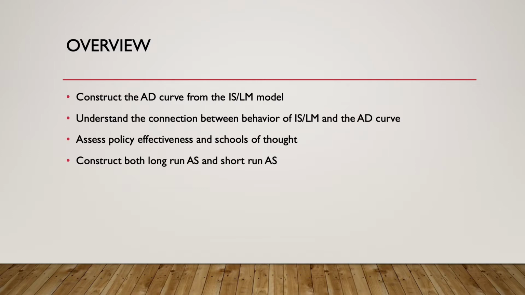Essentially, that aggregate demand curve is a summary of everything you learned in the product market, the circular flow, the money market, the ISLM. We're going to look at policy effectiveness and make sure that we understand the differing opinions about policy effectiveness coming from different schools of thought, primarily the classicals and the Keynesian schools of thought. And then we're going to build our long-run aggregate supply curve and our short-run aggregate supply curve, put them all together and have a pretty solid, very nuanced model of the macroeconomy.